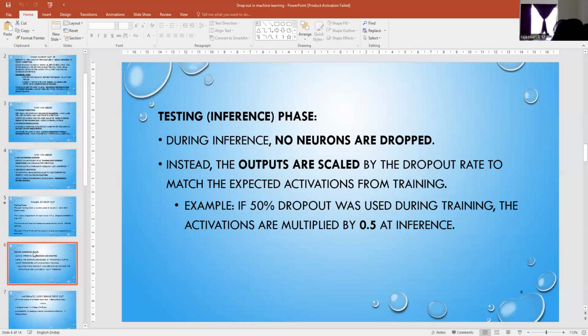So, scaling: during testing or inference, all the neurons are kept, but their outputs are scaled down by the same dropout rate. This ensures that the network's behavior during training and testing remains consistent. So remember, the network behavior is going to be maintained in a consistent manner, so we need scaling at that time. Then, the fraction of neurons dropped.